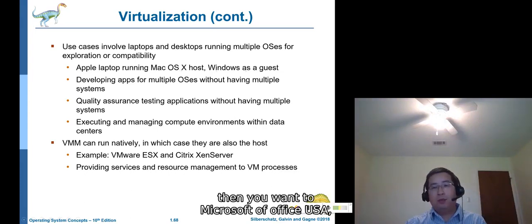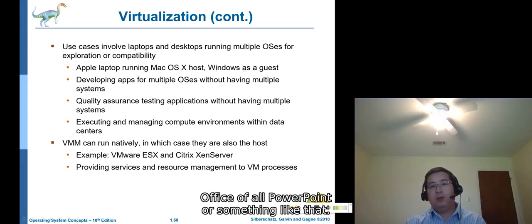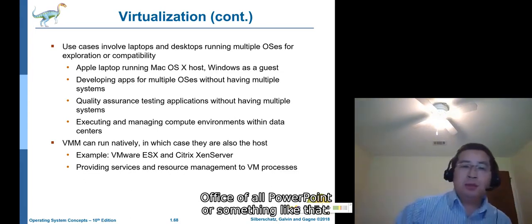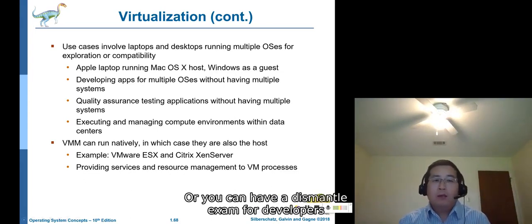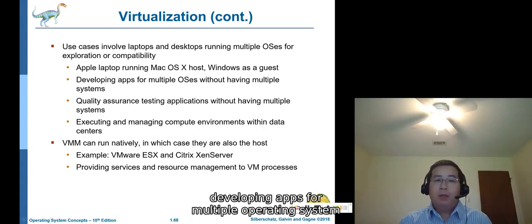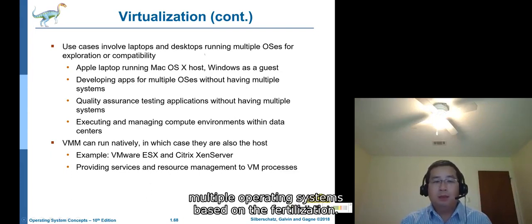For example, if you want to use Microsoft Office, PowerPoint or something like that, you can simulate this one, or you can have this one. For example, for developers: developing apps for multiple operating systems without having multiple systems. So you can simulate multiple operating systems based on virtualization. You don't need to install all of them.